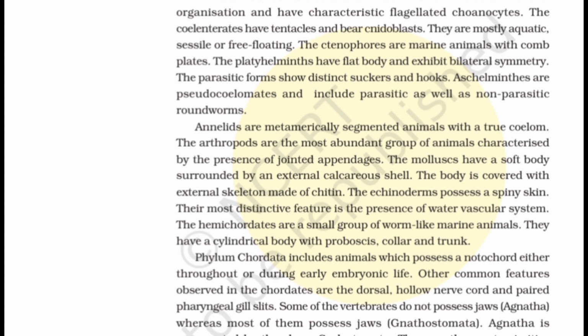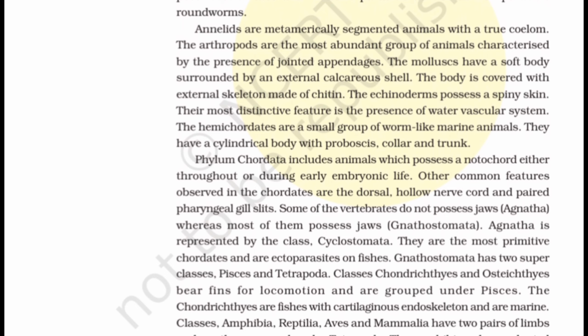The hemichordates are a small group of worm-like marine animals. They have a cylindrical body with proboscis, collar and trunk. Phylum Chordata includes animals which possess a notochord either throughout or during early embryonic life. Other common features observed in the chordata are the dorsal hollow nerve cord and the paired pharyngeal gill slits.